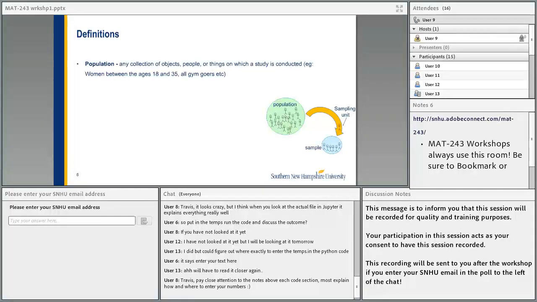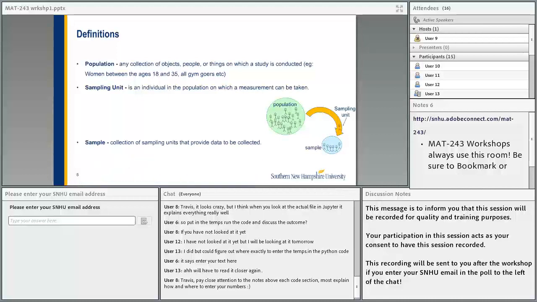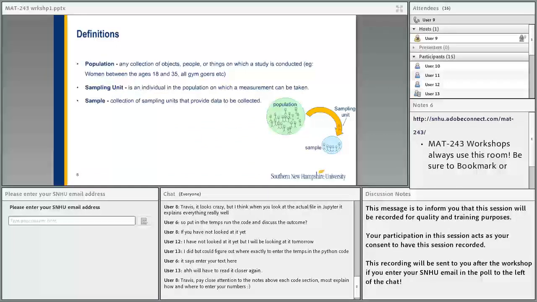So let's look at some definitions first. Population: any collection of objects, people, or things on which a study is conducted. For example, women between the ages 18 and 35, all gym goers, etc. What's a sampling unit? It's an individual in the population on which a measurement can be taken. A sample is a collection of sampling units that provide data to be collected. So you can see in the picture here, I have a population. One person from this population will be the sampling unit, and a group of such people will be the sample.